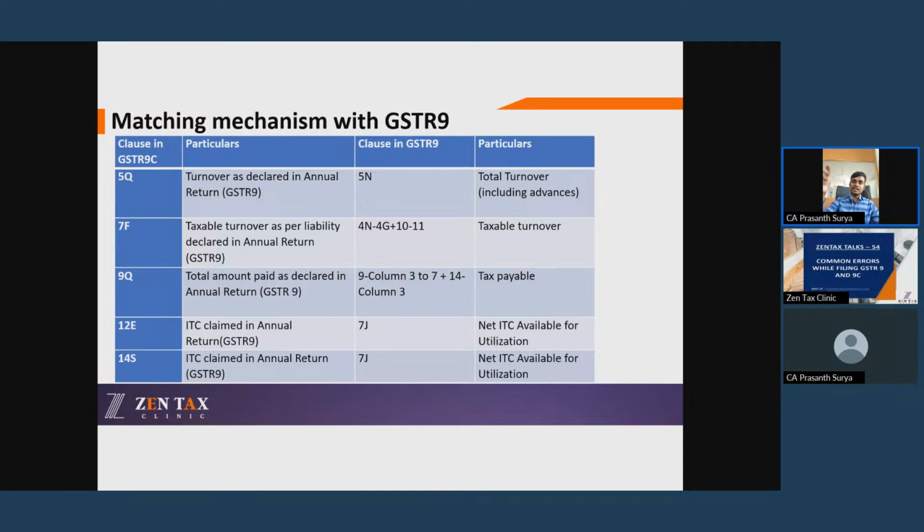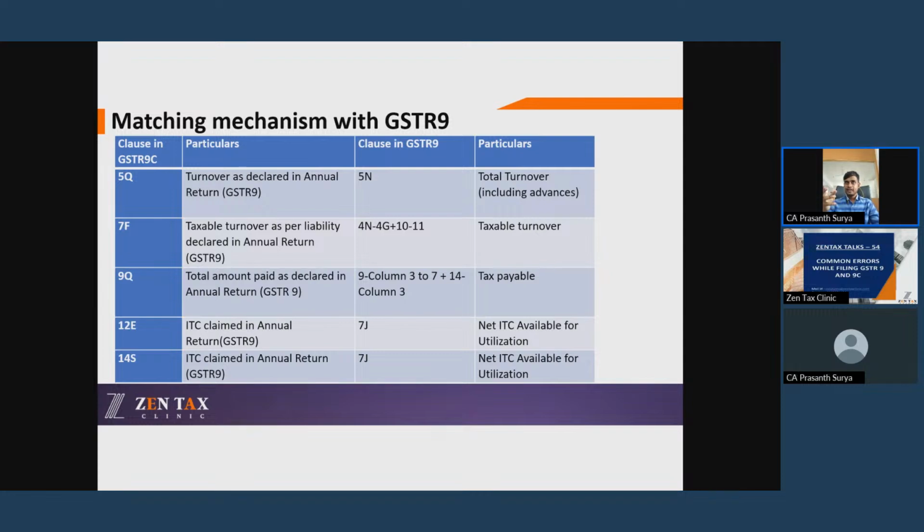After this, if there are any differences in the unreconciled column, then as I already said, we are intimating to the department that we are declaring some additional liability or some differences. In that regard, there would be no compromises from the department. We would be liable to pay that liability through DRC03 with interest or penalty, as the case may be. So please note that only after filing GSTR9, you should file 9C.